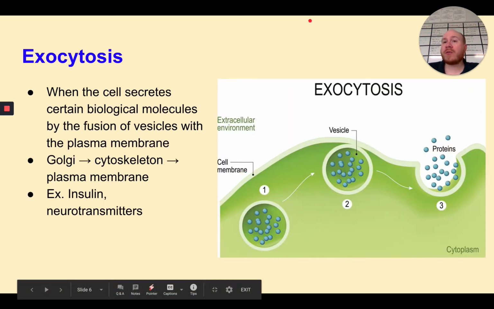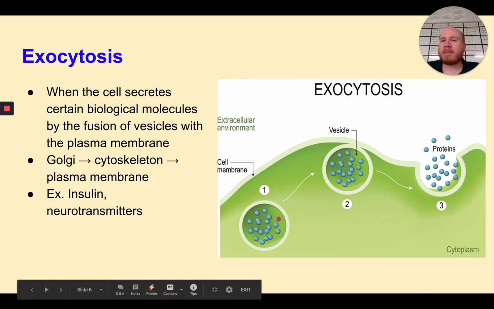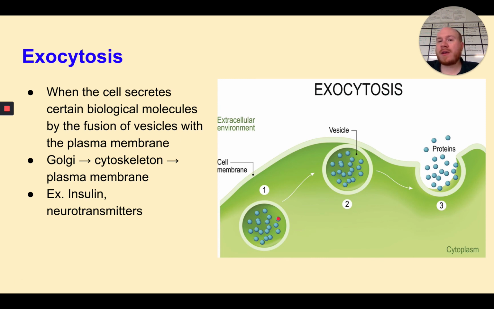Now, there's also big movement of things in and out of the cell. Exocytosis is when the cell secretes certain biological molecules by the fusion of vesicles with the plasma membrane. So here's a vesicle. It's just a pocket of something inside of the cell. And as it moves towards the outside layer, the cell membrane, it's going to fuse with the cell membrane and release whatever is inside of that vesicle. And it generally goes like this.